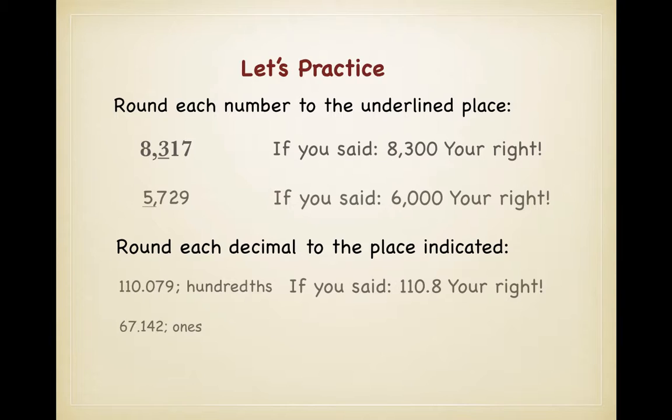67 and 142 thousandths. In this place, you're rounding the ones. If you said 67, you're right. So we want the ones place, which is 7. So we look to the place to the right, which is 1/10. 1 is less than 4, so we know to keep that 7 the same. So we replace everything else behind that with zeros, and we have a nice even number of 67.